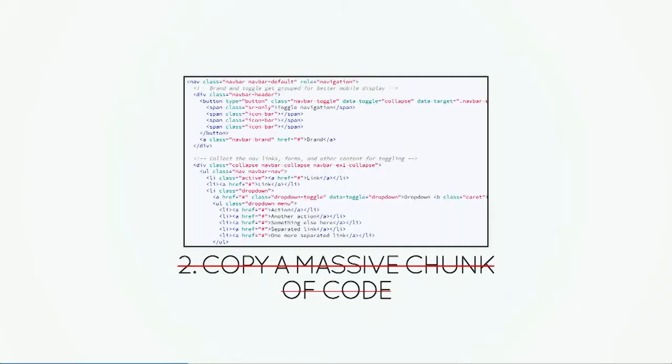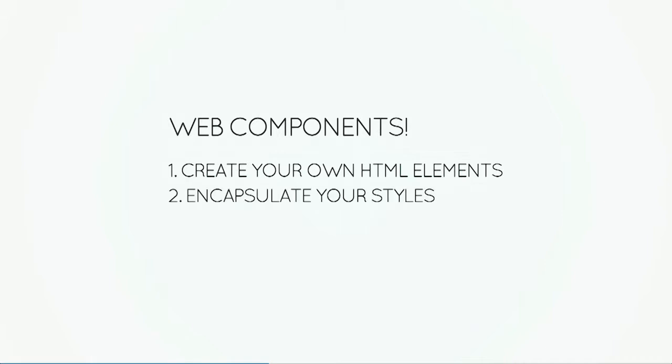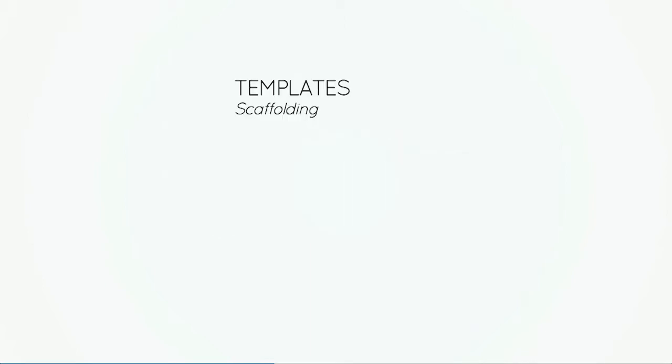OK, so what if, instead of having to copy all this massive chunk of text to get a simple component, you were just able to use the actual widget? So you can just define that in this section, you're going to have a navigation bar, with certain items, which are very easy to configure. That's what we call web components. Web components let you create your own HTML elements. They let you encapsulate all the styling for those elements. And they let you react to those components with lifecycle callbacks.